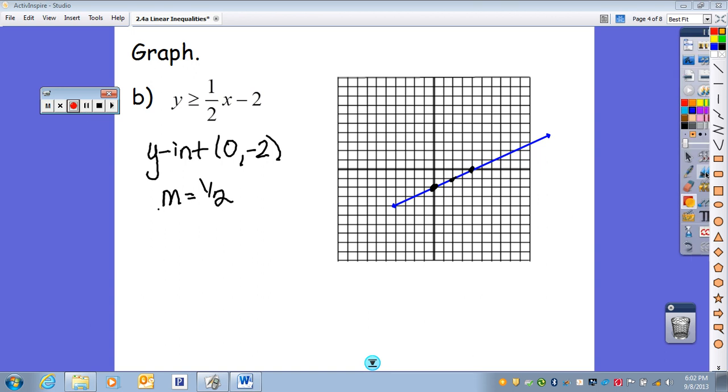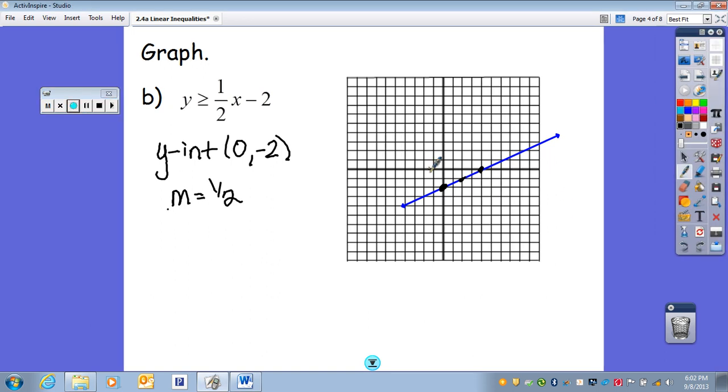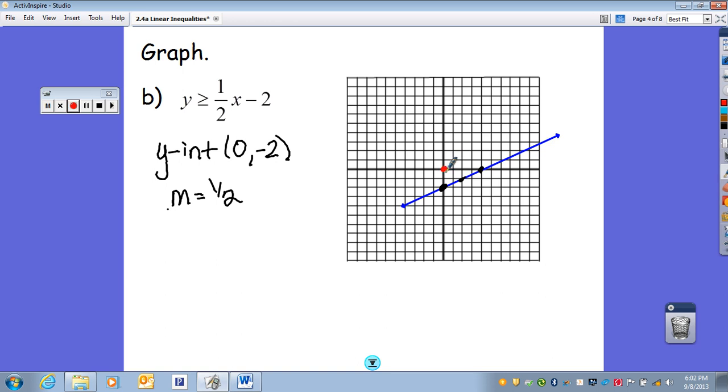Our next step is to decide where to shade. Are we shading up and to the left or down and to the right? It says y is greater than or equal to. Again, I feel like the best method is to pick a test point and see if I should shade one of these regions. The origin is the best test point to pick because it's the easiest numbers to substitute into the equation, and the only time you wouldn't use the point (0, 0) is if your line passes directly through (0, 0). So let's substitute that in.